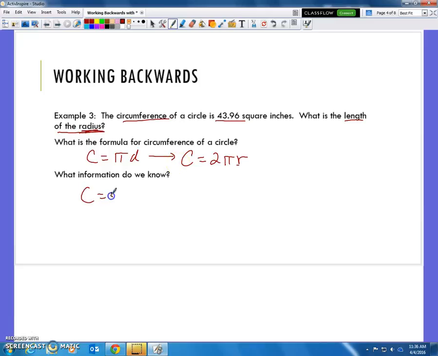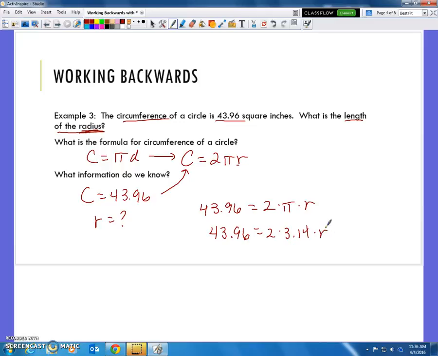We know that the circumference is 43.96. We don't know the length of the radius, and that's what we're trying to find out. So if I plug in what I do know into this equation, 43.96 should equal 2 times pi times the radius, which we don't know, r. So now remember, pi can be replaced with 3.14, so I'm going to go ahead and do that. 2 times 3.14 times r, or 43.96 equals 6.28 times r, and I can divide both sides by 6.28. And it looks like the radius is going to equal 7, in this case, inches.